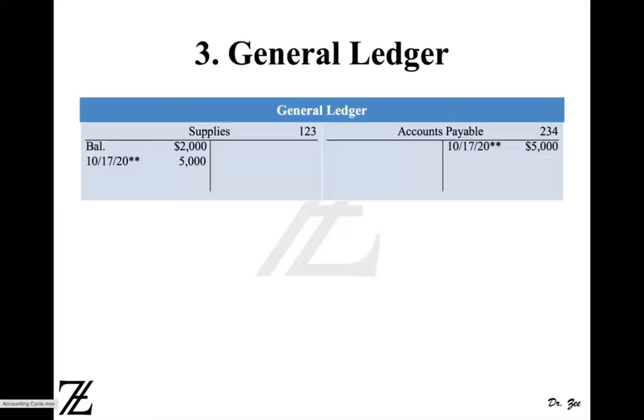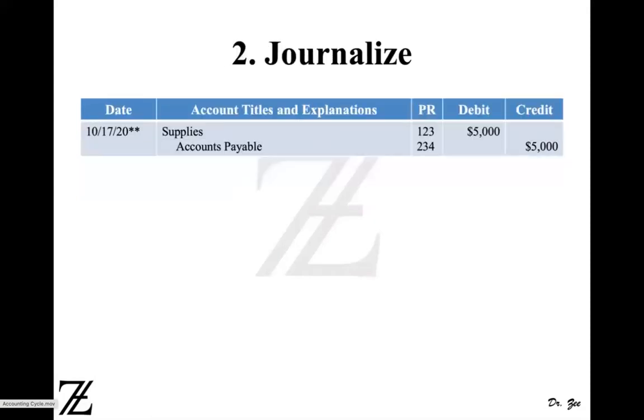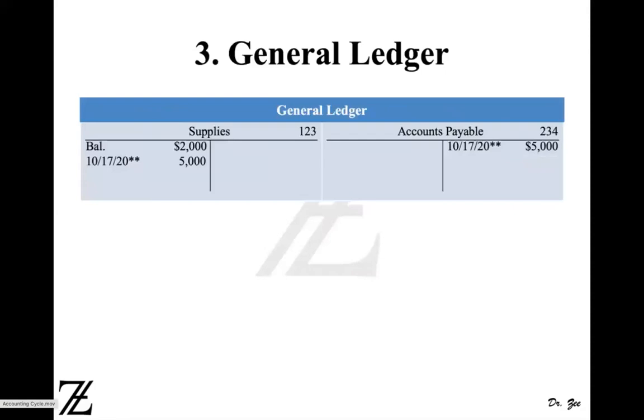Okay. Move on to number 3, the general ledger. Once you journalize the transaction, you have to transfer those transactions to the general ledger, which is also known as a T account. So you see that we have a T account for supplies and we have a T account for accounts payable. You already had a balance of $2,000 in supplies, then on October 17 you purchased 5,000 more. So now you have $7,000 of supplies. For accounts payable, there was no previous balance, but you purchased supplies on account, so your accounts payable increased. Remember, it's a liability. Liabilities have a credit balance. So when liabilities increase, you credit.